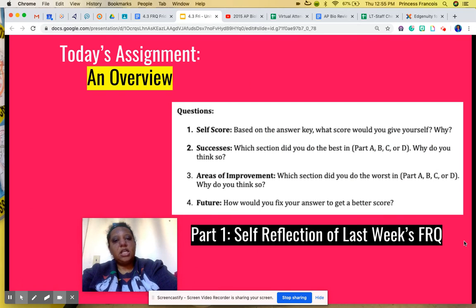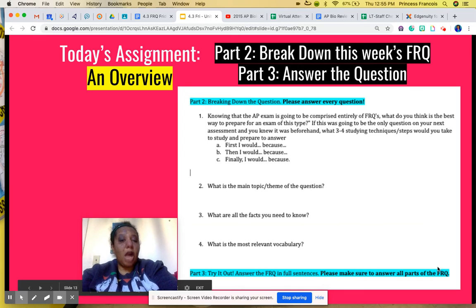Okay, so just to review today's assignment. Part 1, self-reflection of last week's FRQ. You are going to self-score, and then you're also going to make some corrections, go over what went well, what didn't go well, how would you fix it. Part 2 is similar to last week. However, I'm giving you an FRQ based on this week's topic. So you're going to break down the question, tell me the theme, the facts, the vocabulary, and then you're going to actually answer the question yourself.